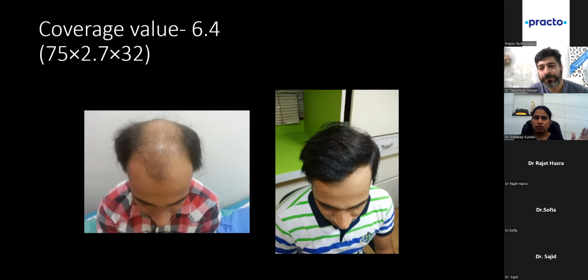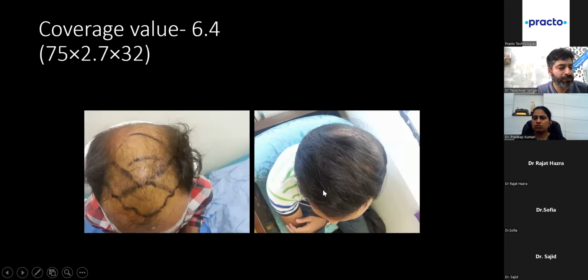So natural God-given density is 80 to 100 grafts per centimeter square. And as surgeons or as humans, we still don't match it, but the impact which comes in terms of the coverage is as close to the natural as possible. So this is the guiding principle, that we start from the front, go backwards, and the density keeps on decreasing. Look at this area.